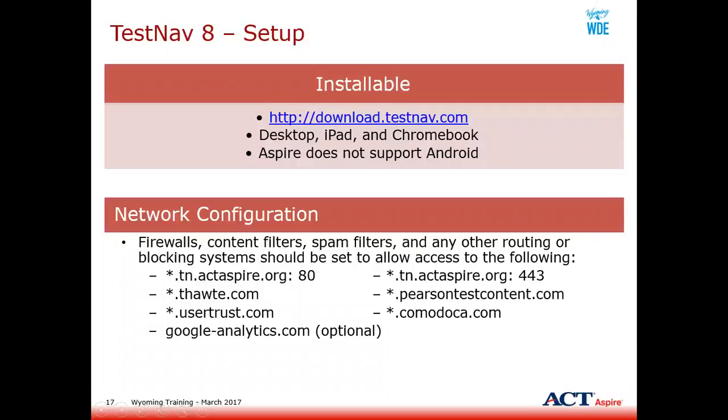So now we'll talk about setup details. Again, remember, the installable TestNav app is what we recommend so that you're not impacted by any browser updates or changes, and you don't need to worry about using Java to secure the testing. Remember, it's available for desktop, iPad, and Chromebook. You can download it from the landing page. It will link directly to this URL, download.testnav.com, if you want to bookmark that. And just remember, from that site, you'll see information about Android, but ACT Aspire does not support Android devices at this time.